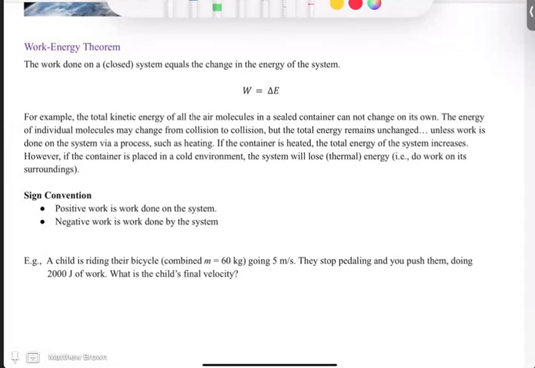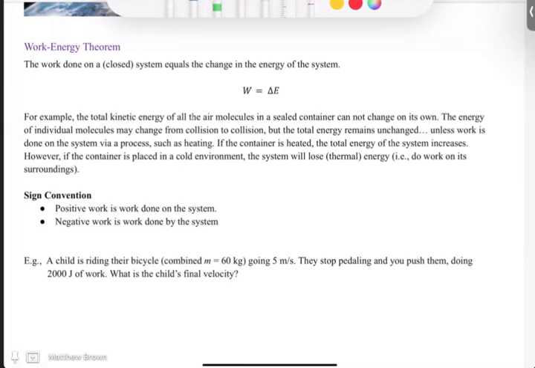The total kinetic energy of all the air molecules in a sealed container cannot change on its own, right? If you have a container, maybe just picture like a glass container with a bunch of air molecules in it, that energy remains constant. And we're being a little bit simple in this. We're saying, look, that's like a closed system. It's isolated. Maybe it's like a vacuum room or something. So we're not allowing for energy to go in or out of that system, which is not really practical, but just for something to picture in your mind.